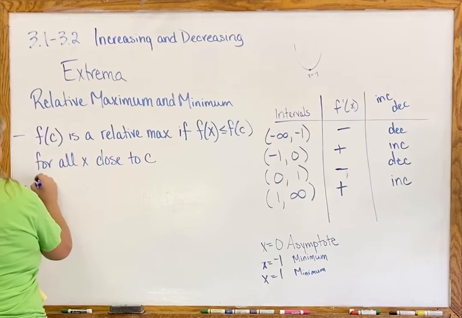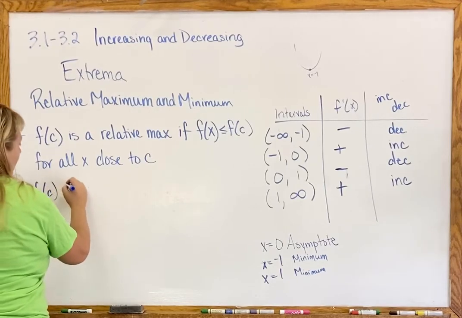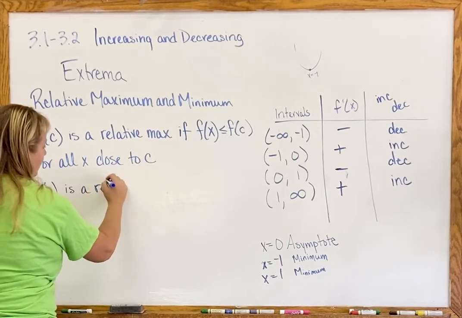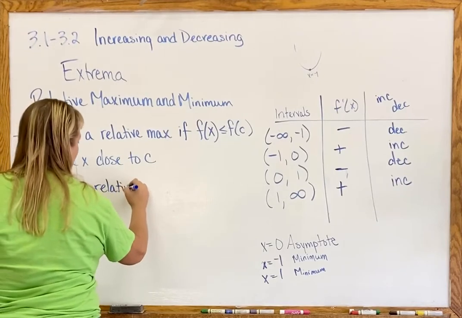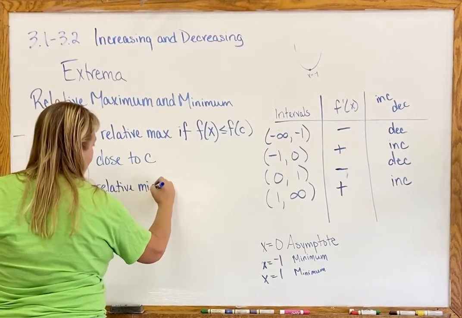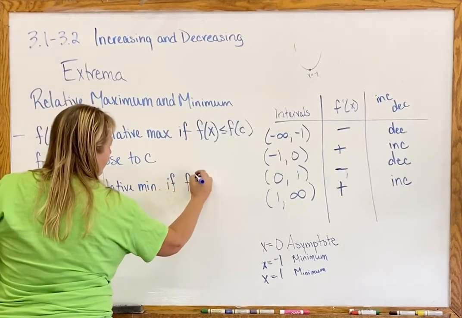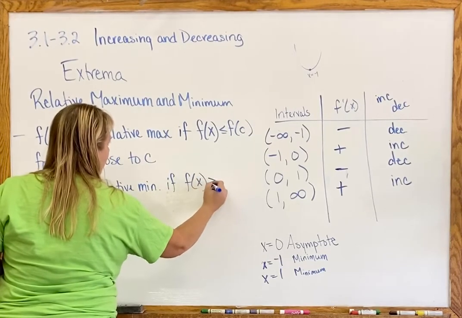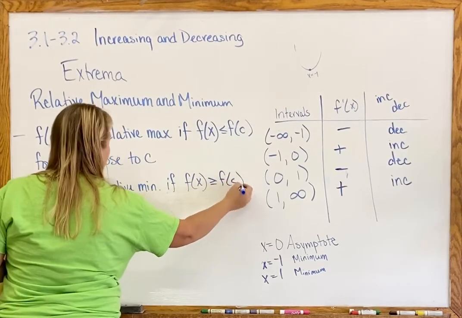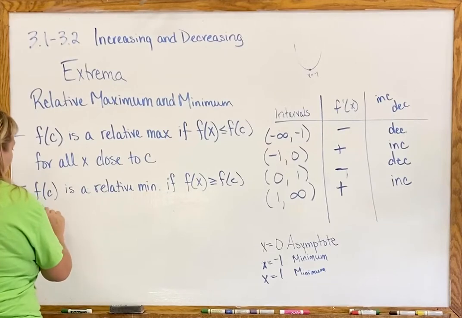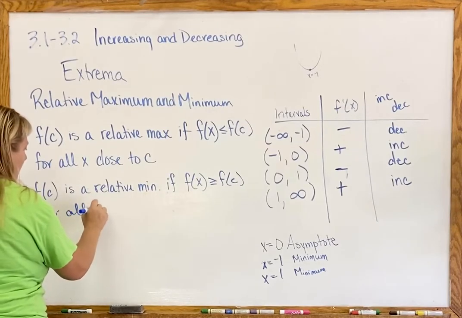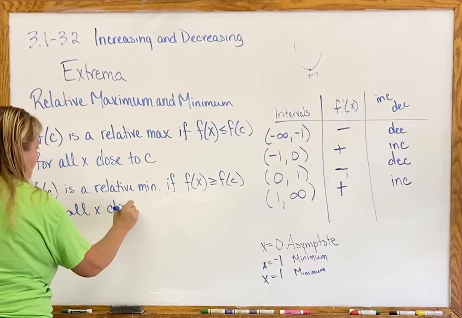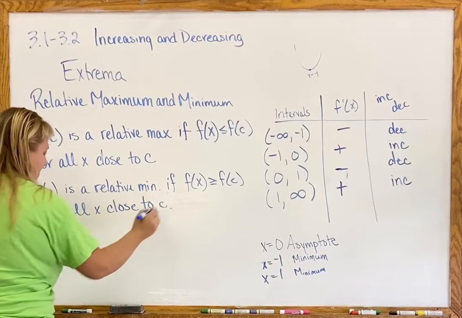The second part says f of c is a relative minimum if f of x is greater than or equal to f of c for all x close to c.